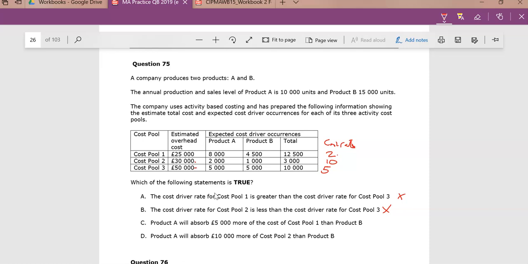So for cost pool 1, product A will absorb 2 times 8, which is 16. 2 times 4,500, that's 9,000. So product A will absorb 5,000 more than, so 9 plus 5, no, it's actually taking 7,000 more. So that's not correct. I'll just prove this one. So cost pool 2, 10 times 2 is 20. 10 times 1 is 10. And yes, product A will take 10 more than that, right? That's 20, that's 10. So the answer is D.